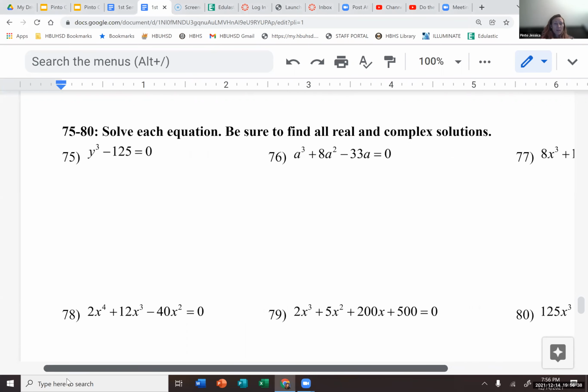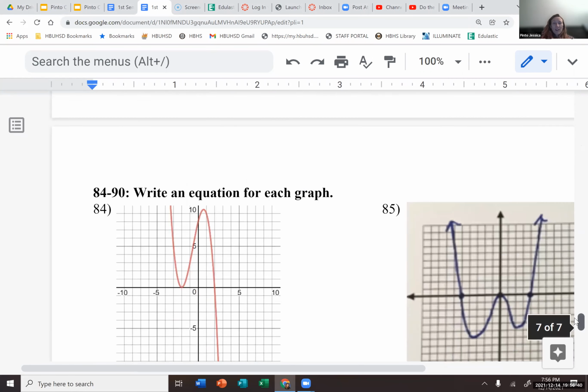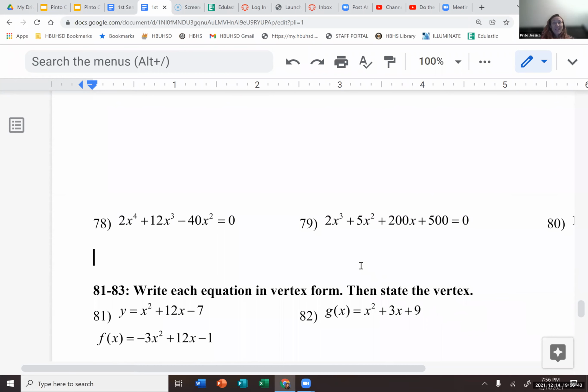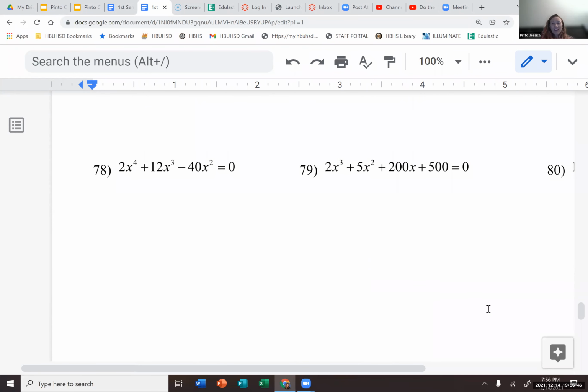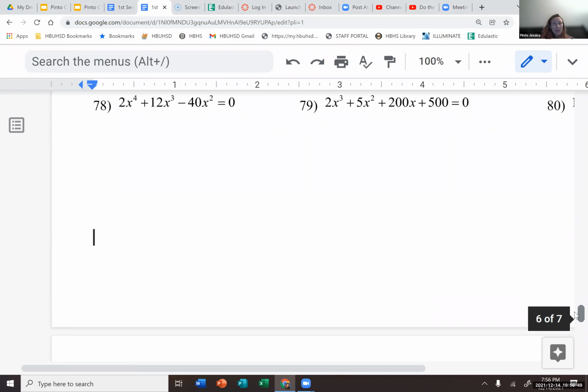No, I cannot. All right, looking at 78. Oh, I see another GCF, and it's a trinomial, so I feel like that's going to be a nice one. Oh, and I see that the GCF is x squared, because that's the lowest exponent. And then I also see that 2, 12, and 40 are all even. So I'm going to take out a 2.